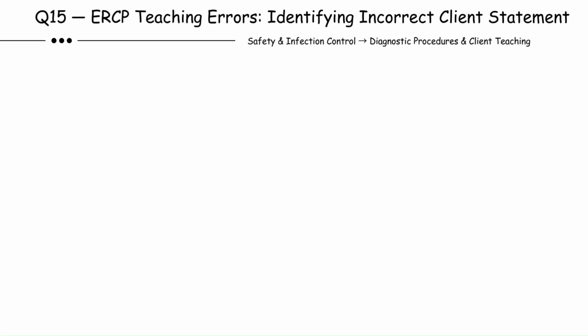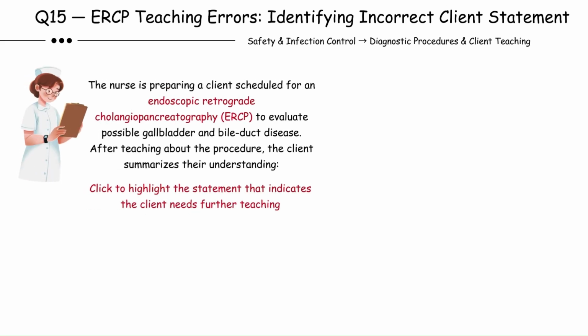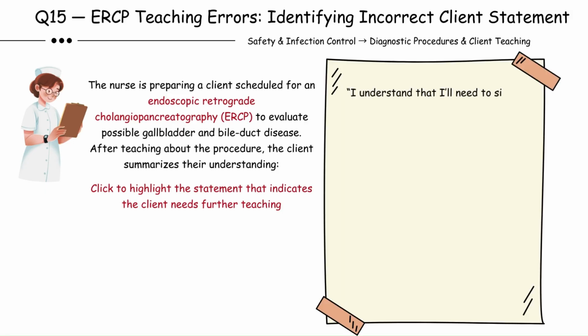Question 15. ERCP Teaching Errors. Identifying incorrect client statement. Item type, highlight the text. The nurse is preparing a client for an ERCP, an endoscopic retrograde cholangiopancreatography, to evaluate possible gallbladder and bile duct disease. After the teaching session, the client repeats back what they've understood about the procedure and says, "I understand that I'll need to sign a consent form before the test.